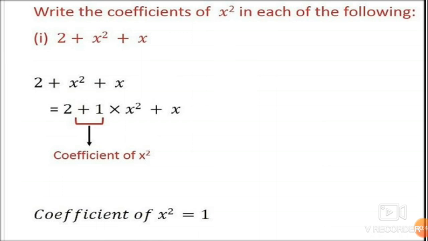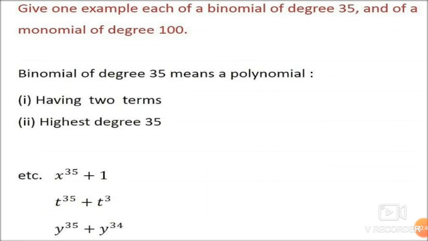Next, the coefficient of x square equals 1. Next, give one example each of a binomial of degree 35 and of a monomial of degree 100. A binomial of degree 35 means a polynomial having two terms, with highest degree 35. I told you already, monomial means one term, binomial means two terms. Such expressions containing two terms we call binomial.